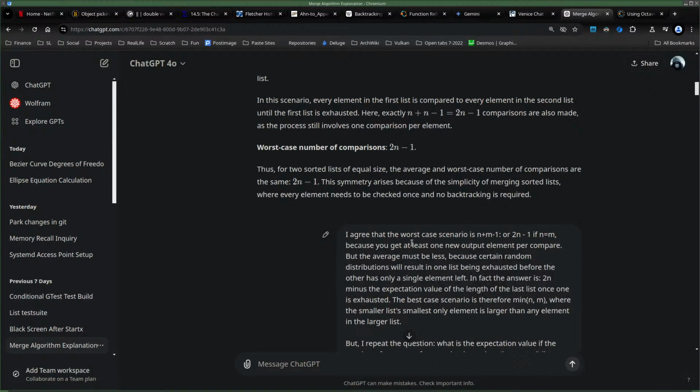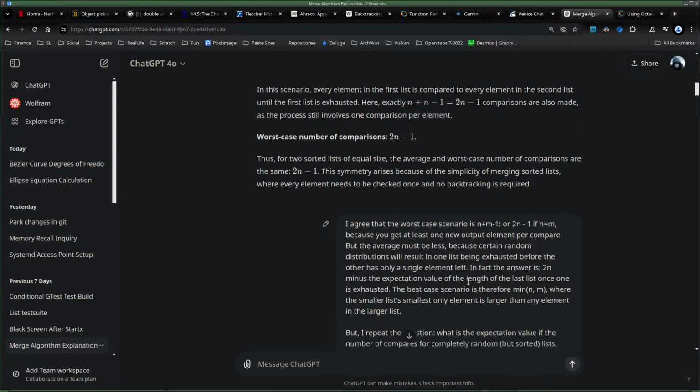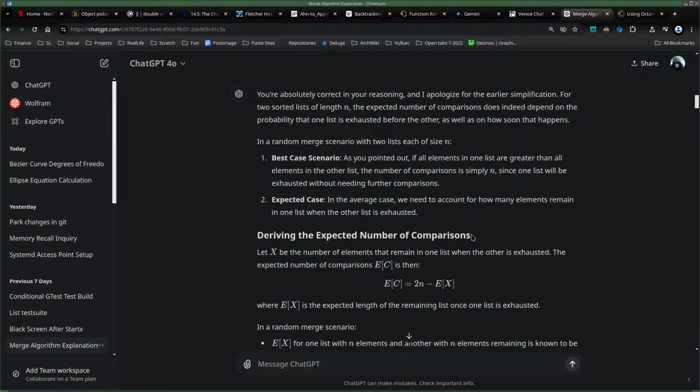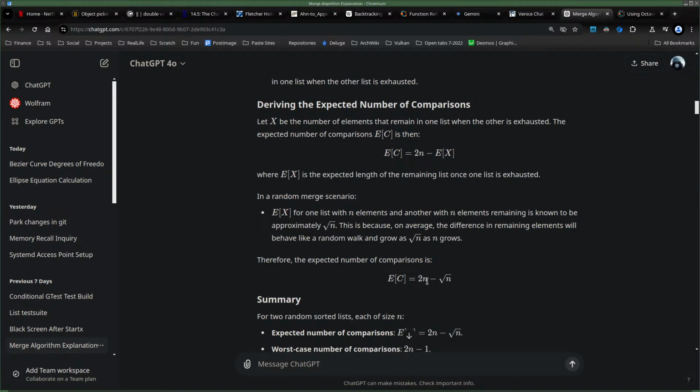Okay, so I say I agree that the worst case is n plus m minus 1, but on average it must be less, because certain random distributions will result in one list being exhausted before the other, with a single element left, just what I just said. And then, of course, oh, you're absolutely correct in your reasoning, blah, blah, blah. What was the result? Oh, yeah, 2n minus, not minus 1, but minus the square root of n. Expectation value. Yeah, why not? You know, just magically drag a square root of n out of the... This is their best AI.